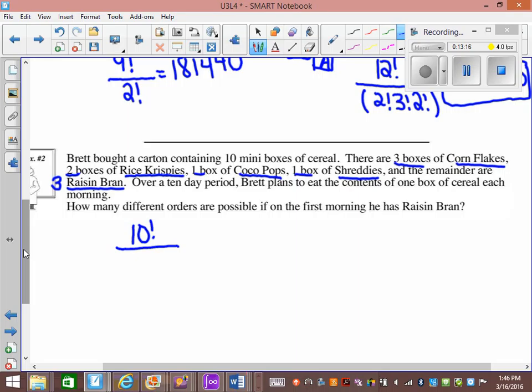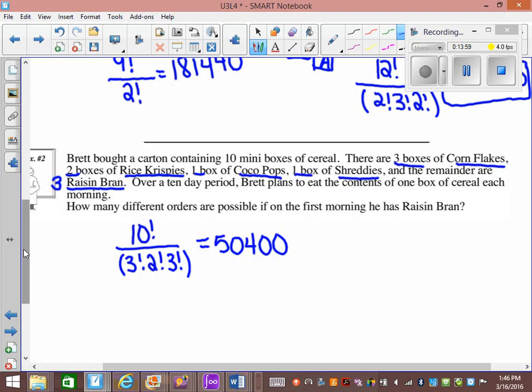Then he has 3 boxes of cornflakes, 3 factorial. 2 boxes of Rice Krispies, 2 factorial. And then you could go 1 factorial, but there's no point because that's 1. When you multiply by 1, it does nothing. And then 3 factorial. And you get 50,400 different ways he could eat.